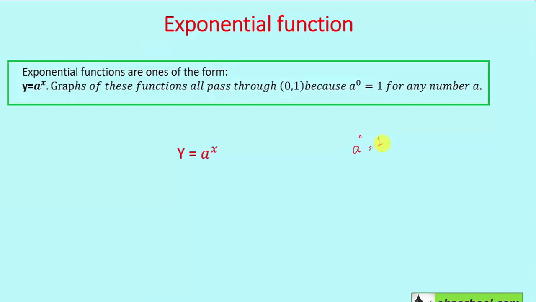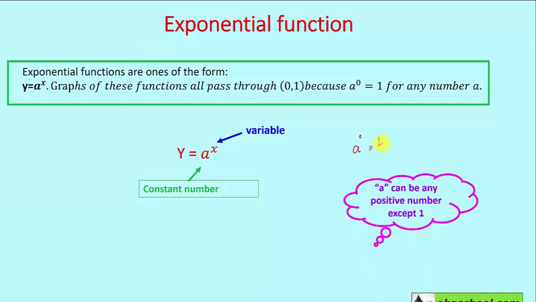So as we have said before, the form of the exponential function is y equal a to the power x, where x is any variable and a is a constant number. A very important thing you must know is that a can be any positive number except 1. So a is a constant number that can be any positive number except number 1.